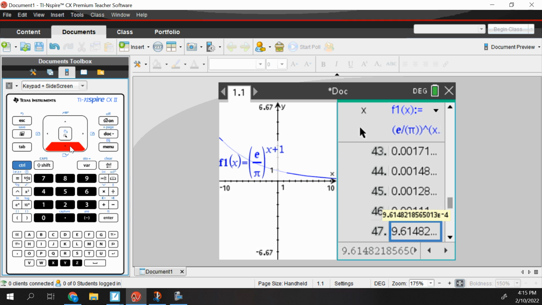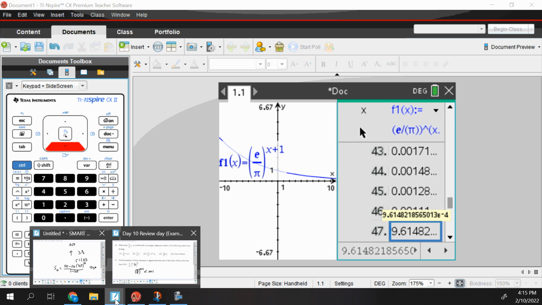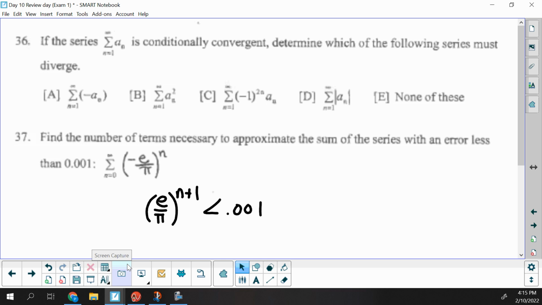Notice it switched to e to the negative 4, so that's really 0.000 and then a 9. So n equals 47 is our first time we will be less than that. But we've got to be careful. We got n equals 47, so that means 47 would be on top. We've got to notice what we had on the bottom. Because we started with 0 on the bottom, and it's asking how many terms, that's really 48 terms.